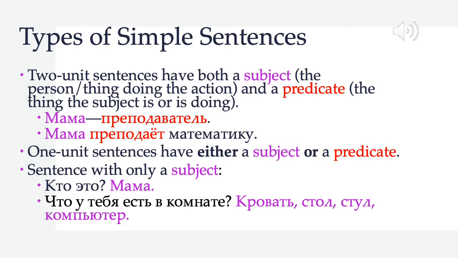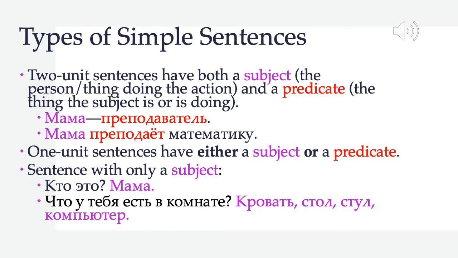And an example here is Mama преподаватель. My mother is a university instructor. Mama is the subject, and преподаватель is the predicate. We could also have Mama преподает математику. Mama teaches math. And here, Mama is the subject again, and then преподает is the thing that she does, so it is the predicate. So the predicate can be either the thing the subject is or the thing the subject does. And again, 2-unit sentences will have both a subject and a predicate.